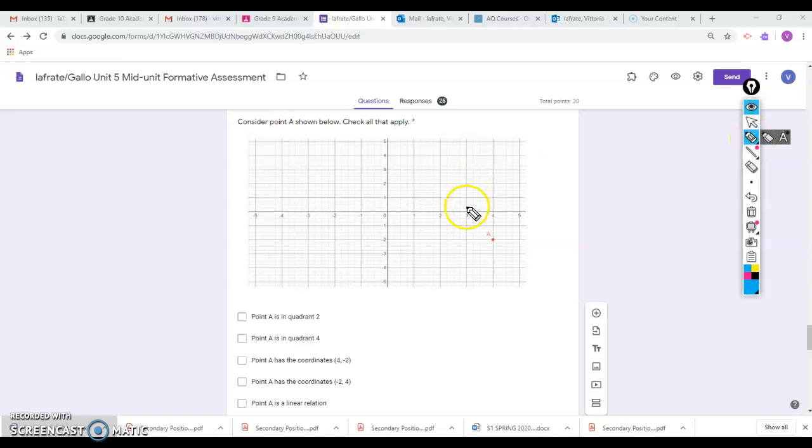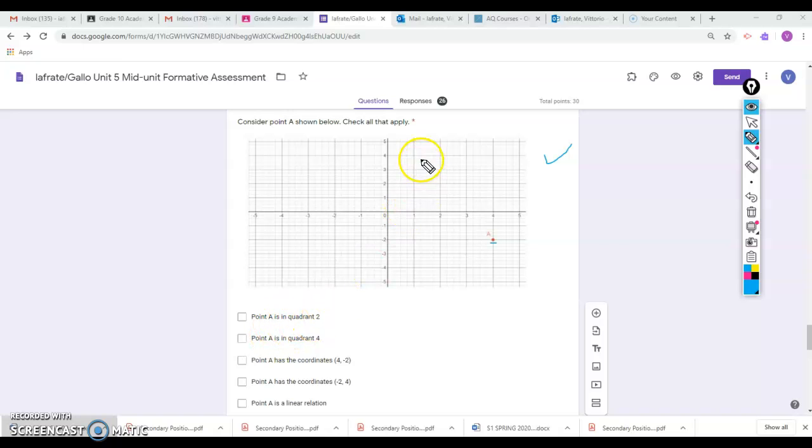This is part 3 of the Unit 5 mid-formative assessment. Let's go to the last few questions here. So we're dealing with this question over here where we have point A over here, and we want to determine which of the following apply for point A.